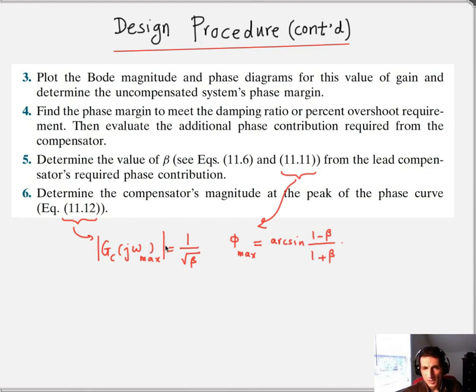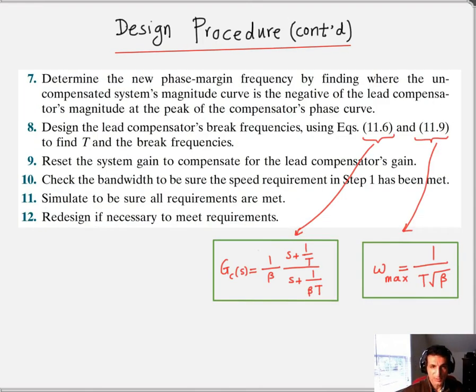What you have to do is figure out if this is, let's say, 5 dB, then the sum of this compensator's magnitude and the uncompensated system's magnitude must be equal to 0 dB at that particular frequency of interest, which is your phase margin frequency. And therefore, if this is 5 dB, the uncompensated system's magnitude must be -5 dB. So that's what this says.